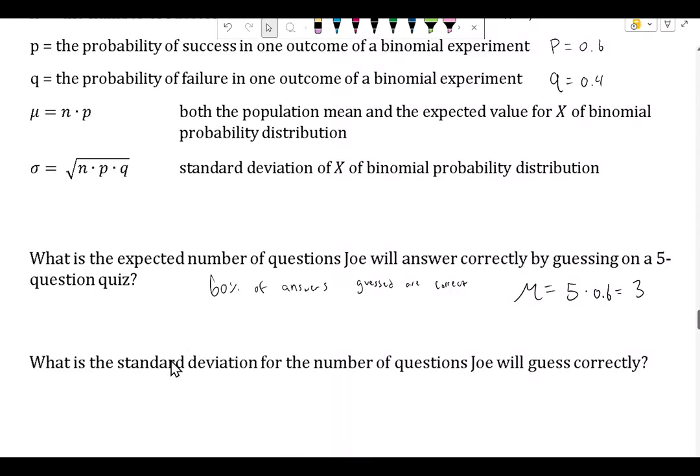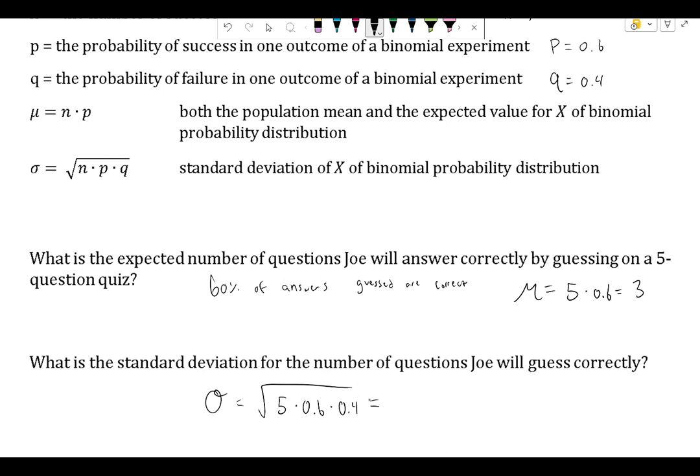What about the standard deviation? Well, the standard deviation will be the expected number of questions that change from the mean. So the formula for this is sigma equals the square root of the number of guesses times the probability of success times the probability of failure. We're not worried about where this formula comes from right now. We're just going to try and find the standard deviation quickly. I'm going to calculate that off camera.